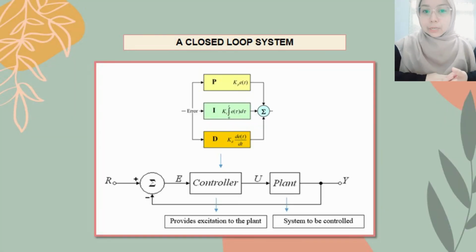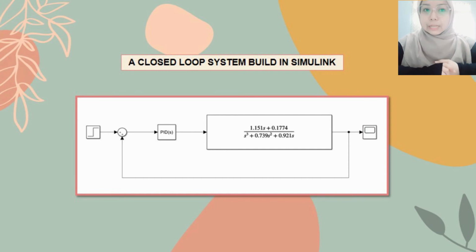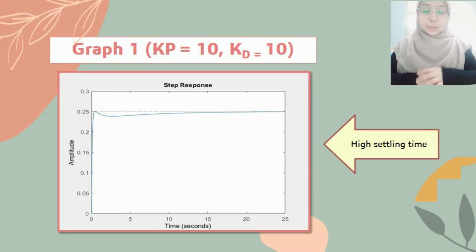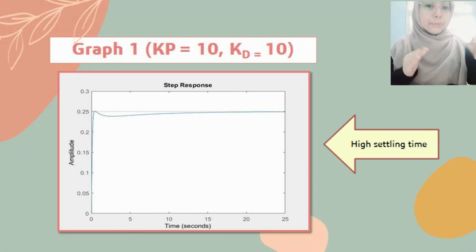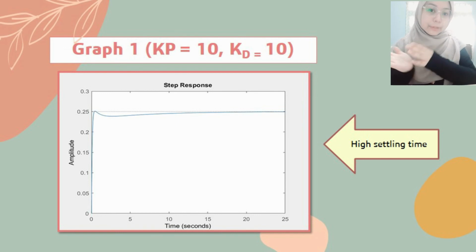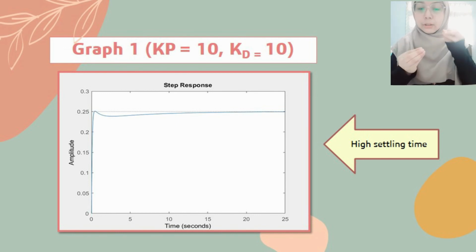PID occurs in a closed loop system, and the variable being controlled is the output of the controller and the input of the plant. The position of the PID is in the section of the controller. This figure shows the closed loop PID system for our project that has been built in Simulink. In order to improve the system, we change the value of KP and KD, while for KI, since it only gives a small effect, we decide to make it constant.